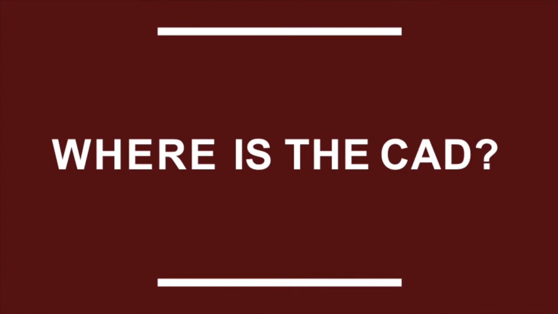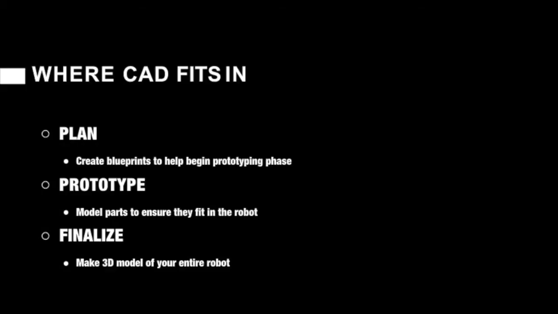So you may be wondering, where does CAD fit into the design cycle? Well, that's what we're going to talk about right now. CAD fits into the design cycle because in the planning phase, we start out by creating blueprints to help you in the prototyping phase. So this is when you can say, how do we want this robot configured? Then you can take two-dimensional sketches and make them into a CAD design. And with the CAD design, you can see how the robot's going to look and how it would move and function, which would move you into the prototyping phase.